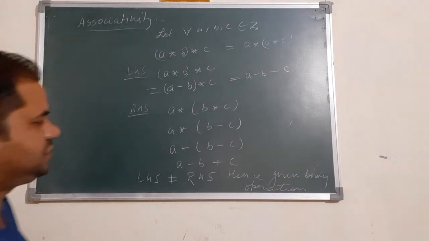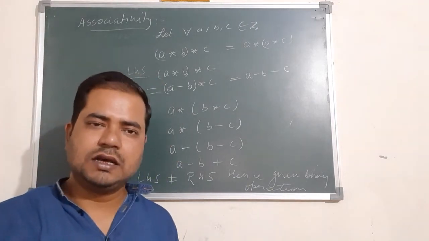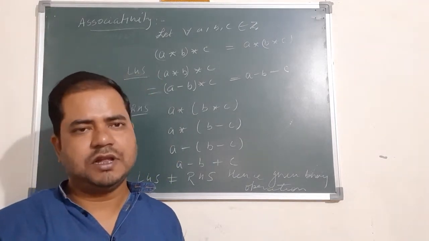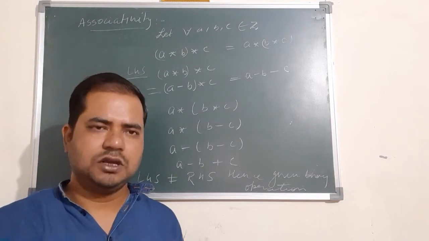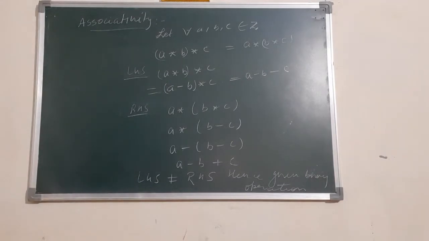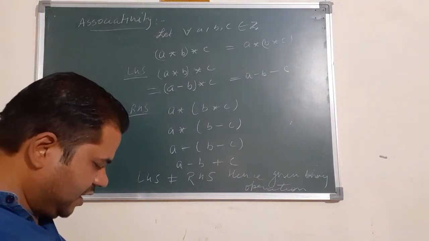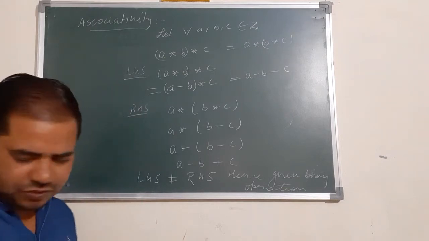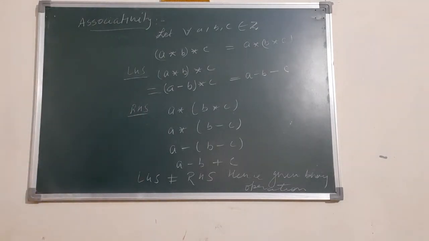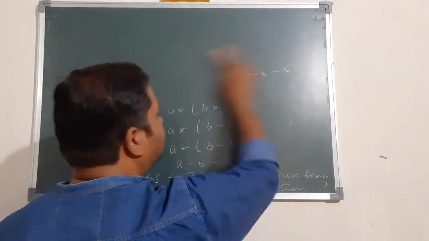Okay, so in the first question you have seen the given binary operation is neither associative nor commutative. That means neither commutative nor associative. Now we shall see the second one. Question number two, the second one. Okay, on Q, that means Q is what? You can show it by example also.